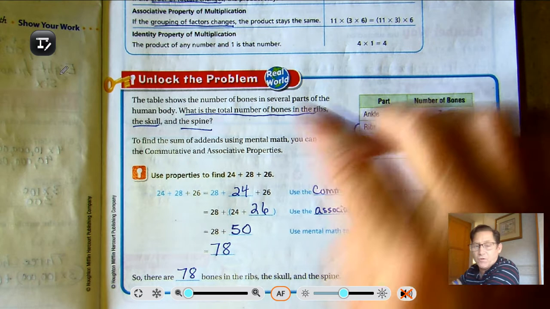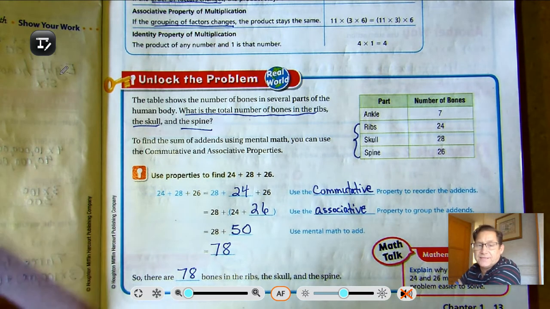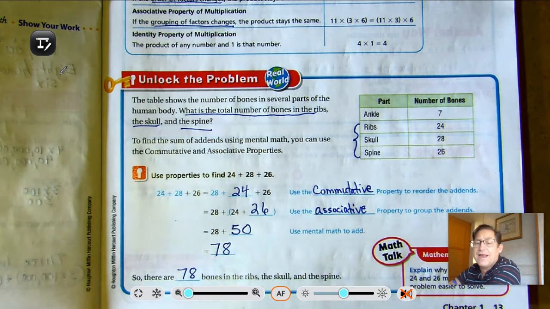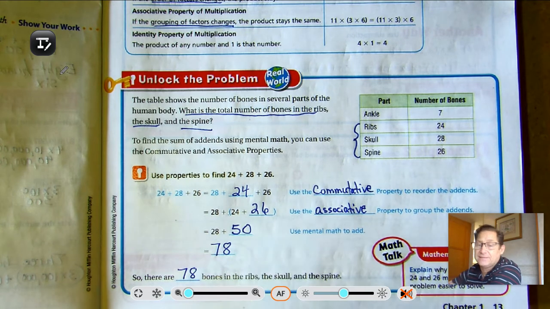Again, the reason we want to use the commutative property is to get 2 numbers that are easier to add in our head. And 24 and 26, because 6 and 4 is 10, that's easy to add. And it's also going to make it much easier at the end to add, because it does end in a 0.